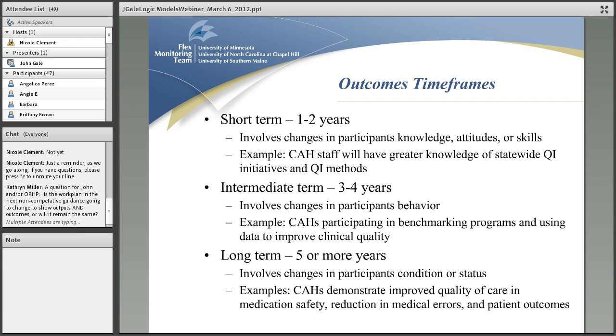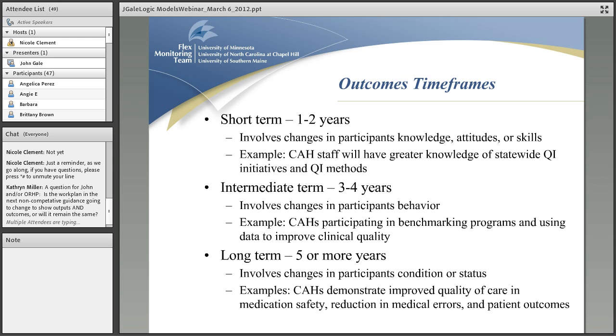Great. Thanks, Mike. Your long-term goals are 4 to 5 years, 5 years or more, and these really involve a change in condition or status. So if you've been working on patient safety, you have a benchmarking program, you have a patient safety collaborative, can you then demonstrate, as the program has its impact, that the hospitals are demonstrating improved quality? Are they doing a better job with medication safety? Do they have fewer medication errors, reductions in medical errors? Are their patient outcomes better? Are they showing improvement based on Hospital Compare or whatever system you're using?